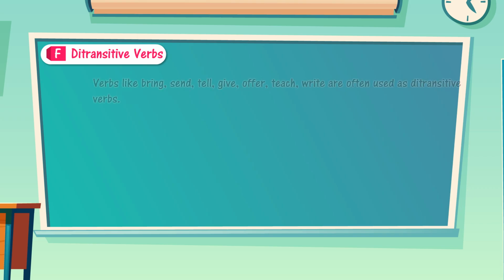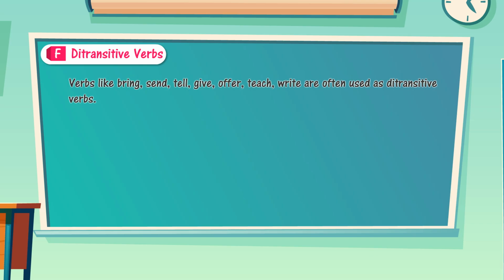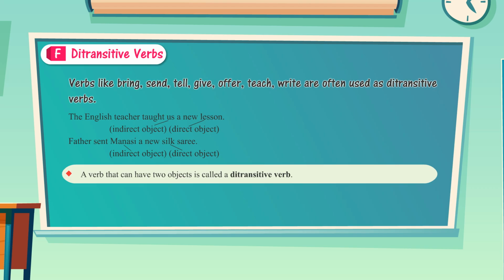F. Ditransitive verbs. Verbs like bring, send, tell, give, offer, teach, write are often used as ditransitive verbs. The English teacher taught us a new lesson. Indirect object, direct object. Father sent Manasi a new silk sari. Indirect object, direct object. A verb that can have two objects is called a ditransitive verb.